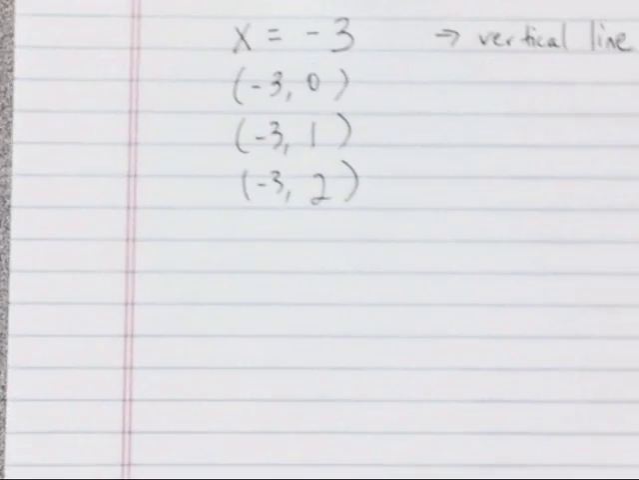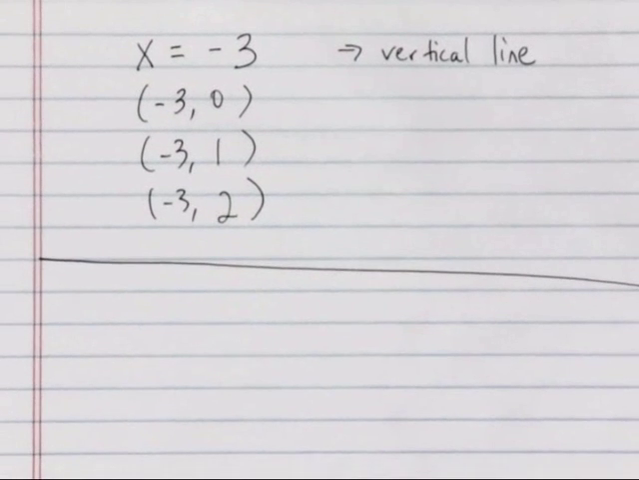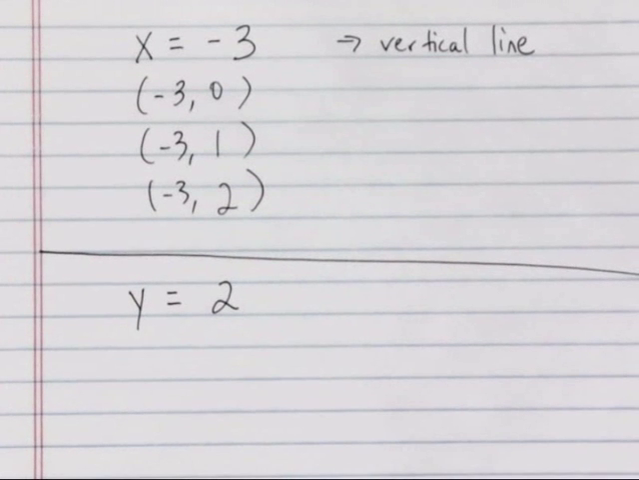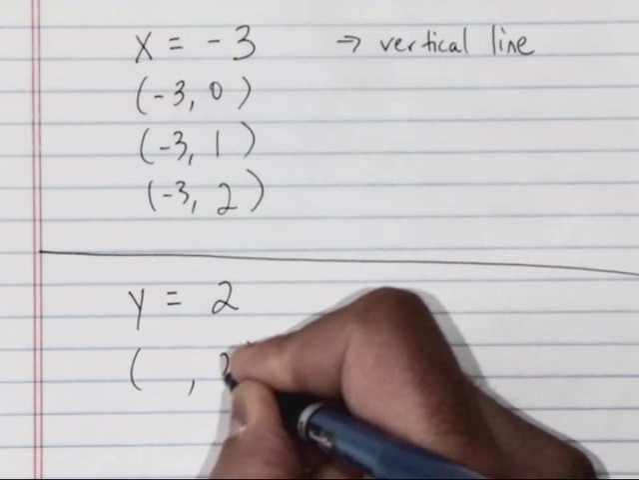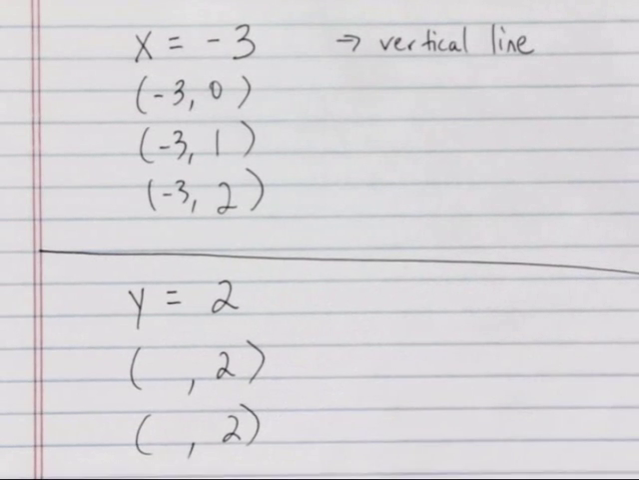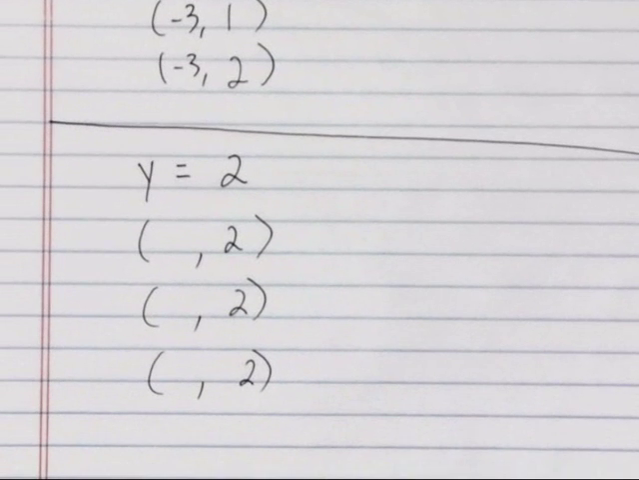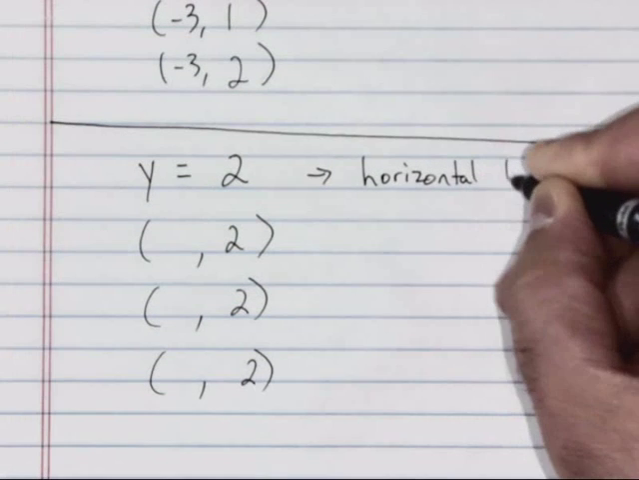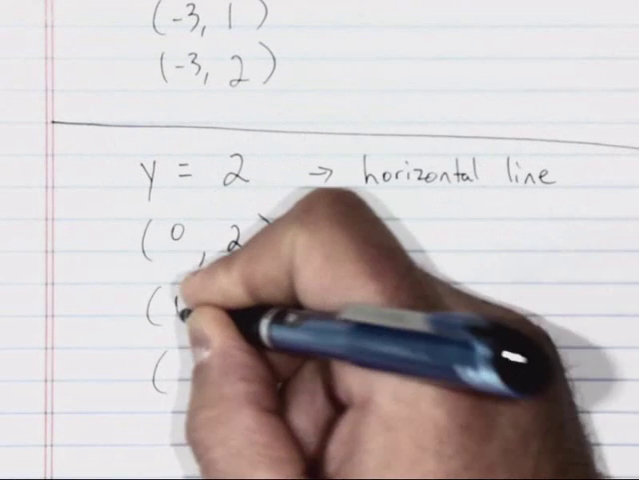So the opposite of that, what if you get y equals a constant? So something like y equals 2. Well, this is going to be the line in which every y-coordinate is 2. If every y-coordinate remains 2, that's going to create not a vertical line, but a horizontal line. And pretty much these x-coordinates can be anything. So we'll just do 0, 1, 2 again.